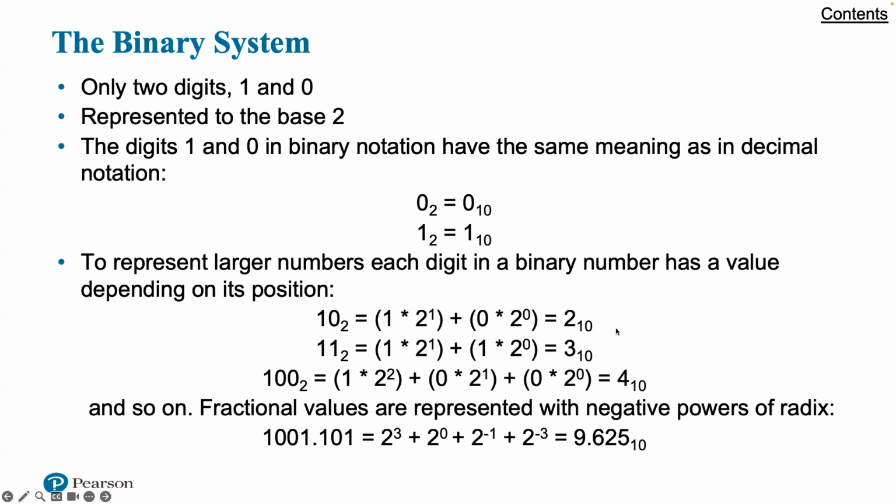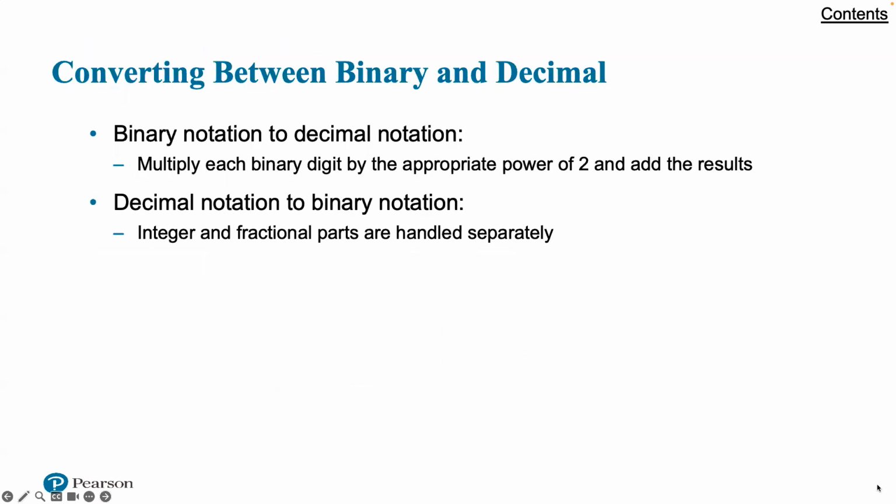I won't read these, but here we're seeing 10 base 2, 11 base 2, and 100 base 2, and we can see how that would play out. If you just do this type of expansion and add the results, you can easily come up with what the number is. Again, the fractional values are represented with negative powers of the radix, and so we can also have binary fractions. We're showing that last example on the bottom here so you can see what that looks like.